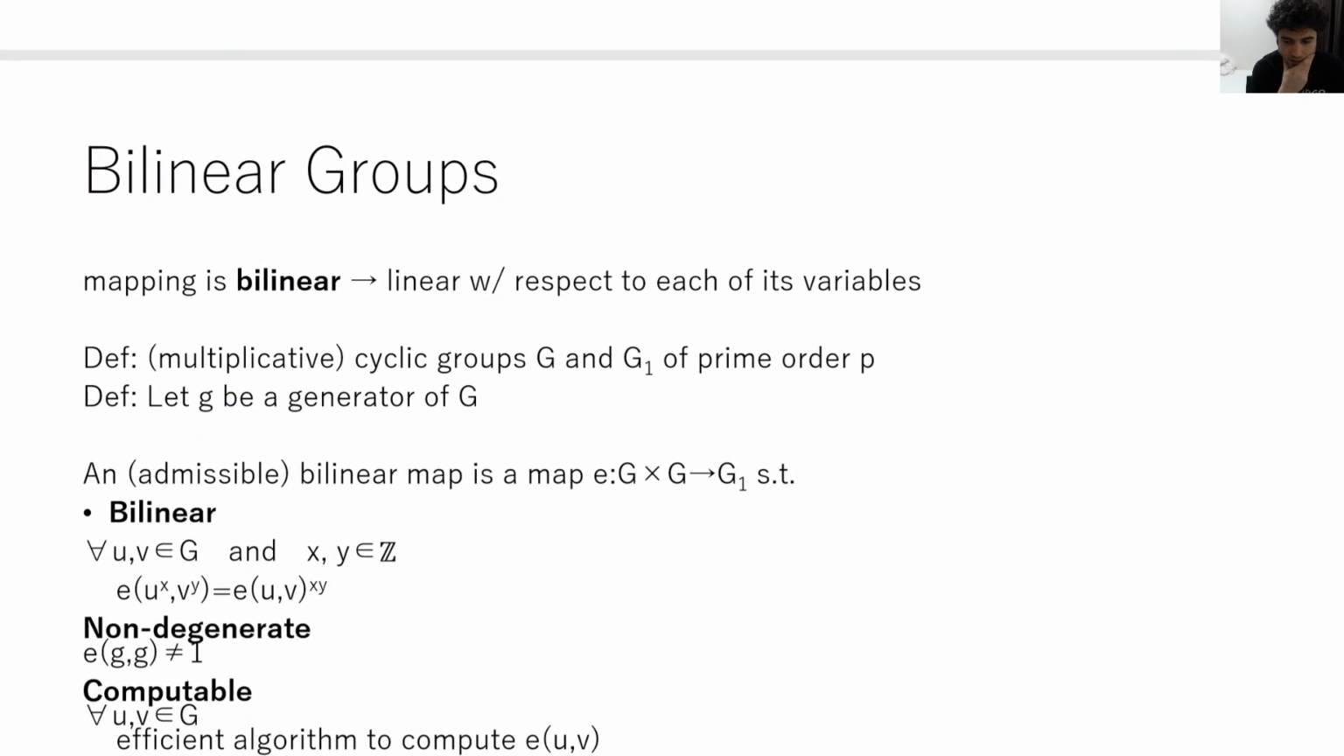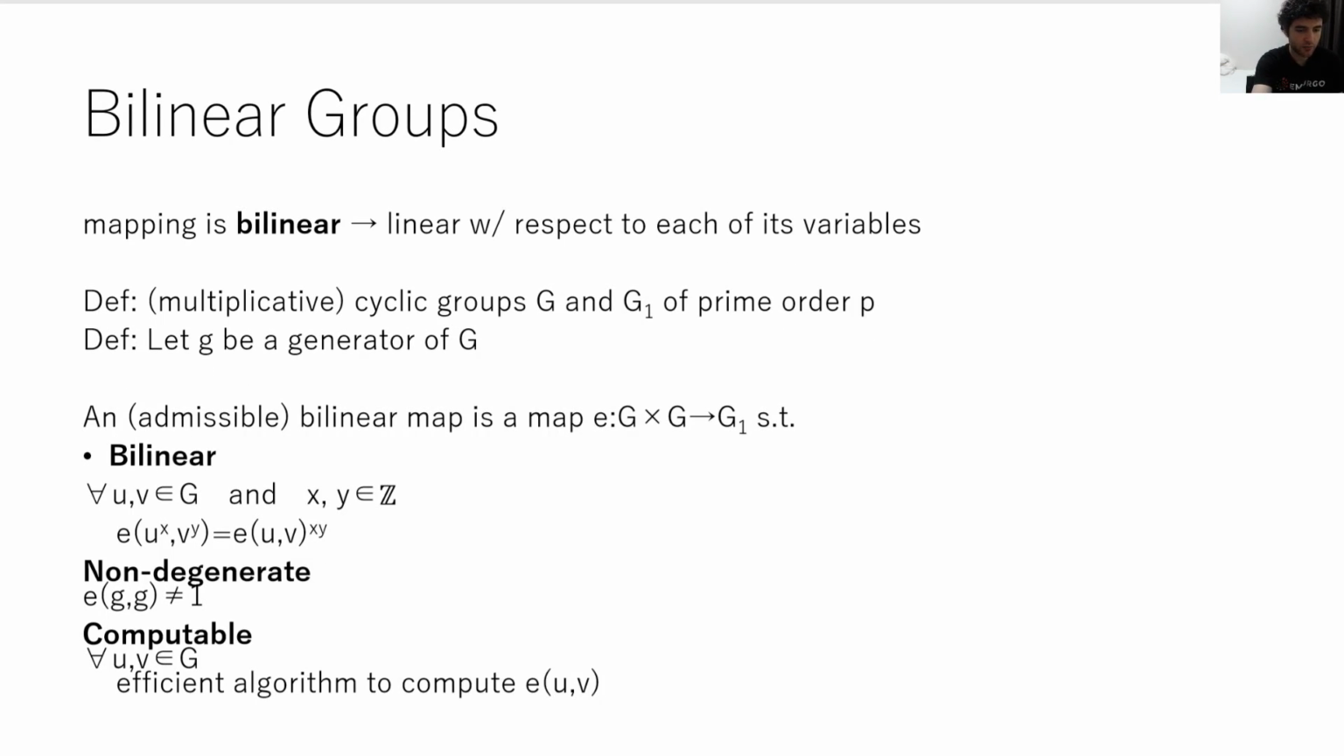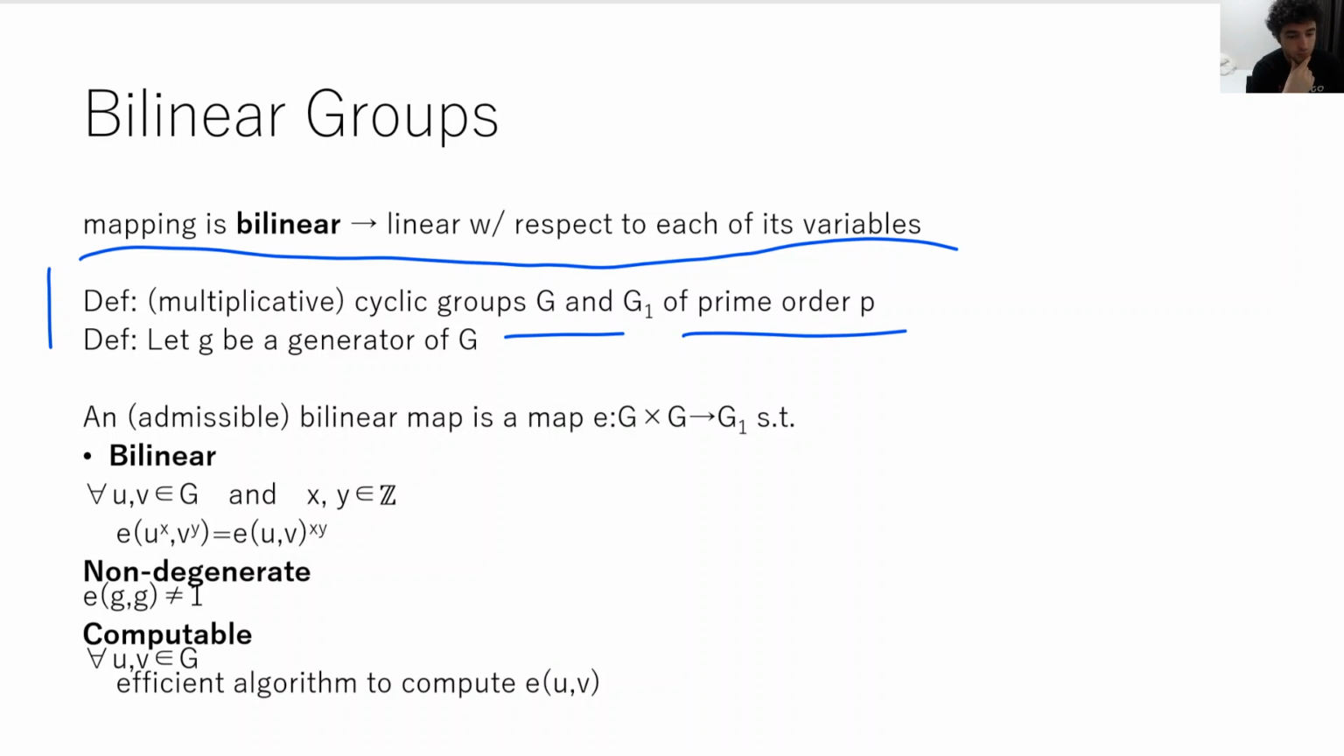Next up we're going to introduce bilinear groups. So what are bilinear groups? Well, a mapping is bilinear if it's linear with respect to each of its variables. What does that mean exactly? To get that, first we need these two definitions. One of them is the multiplicative cyclic groups G and G1 such that the order is prime, and we say g is a generator of the group G. And we say a bilinear map, in this case we're going to call the function e, has 2 inputs, where both inputs are elements of this group G, and the output is an element of this group G1.